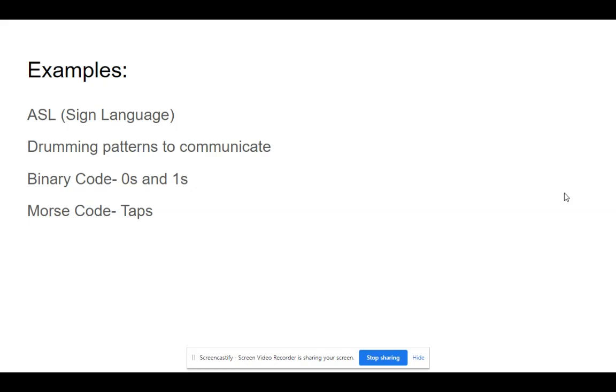And then we have Morse code, or a little bit of a tapping code. So there are different ways that you can tap your finger or flash a light or click something like a pen in certain patterns in order to communicate with somebody else who also knows Morse code.